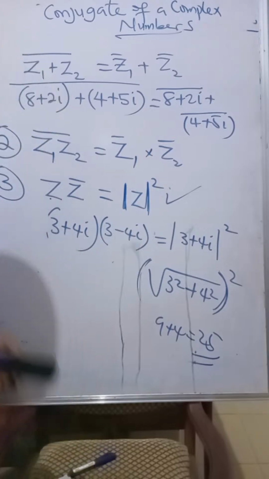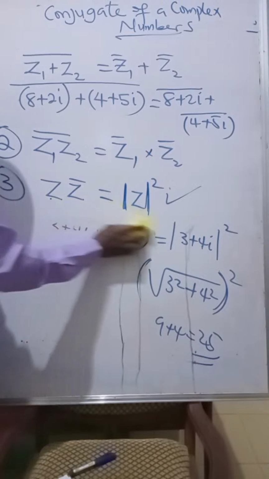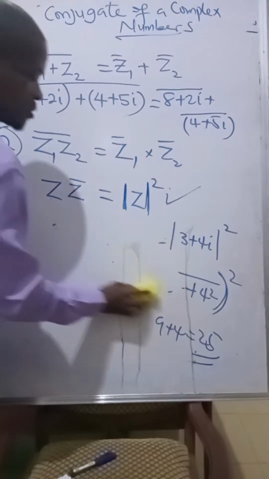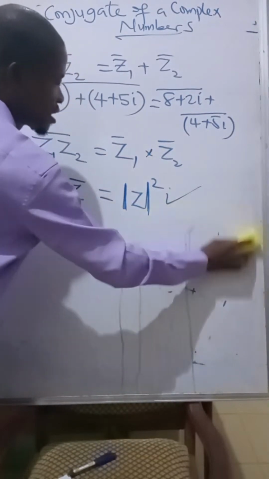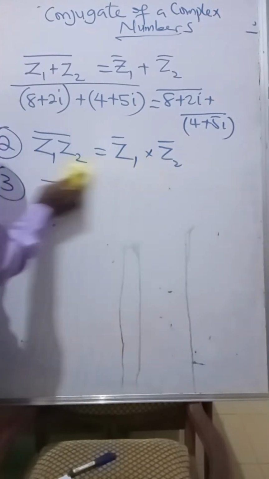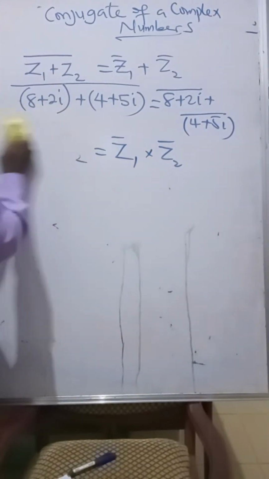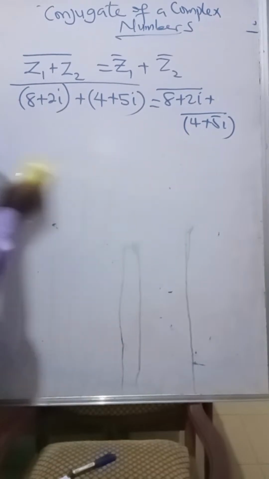This will take us to quotients: the quotient rule, the quotient of a complex number.